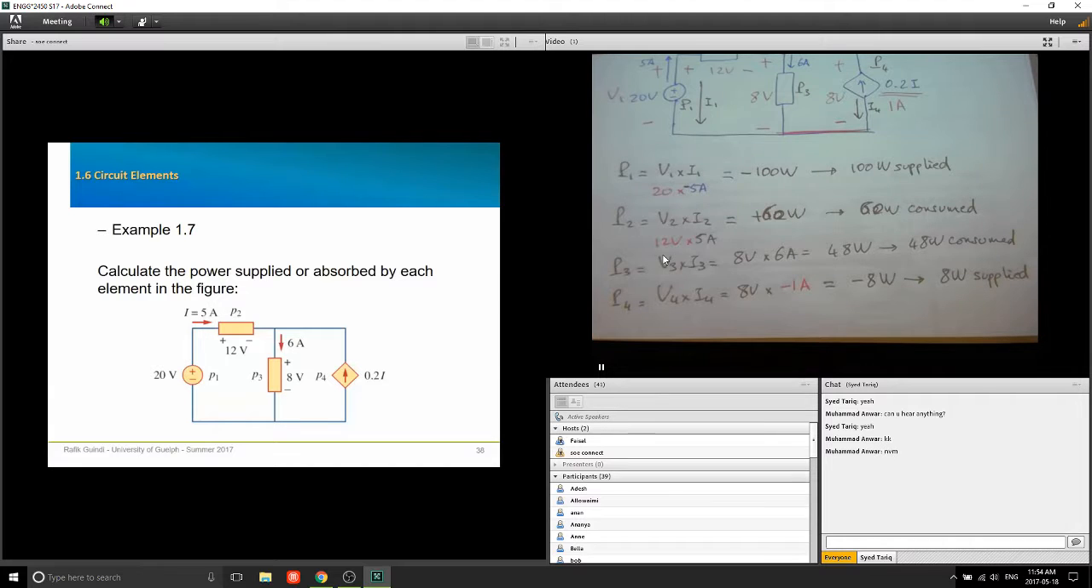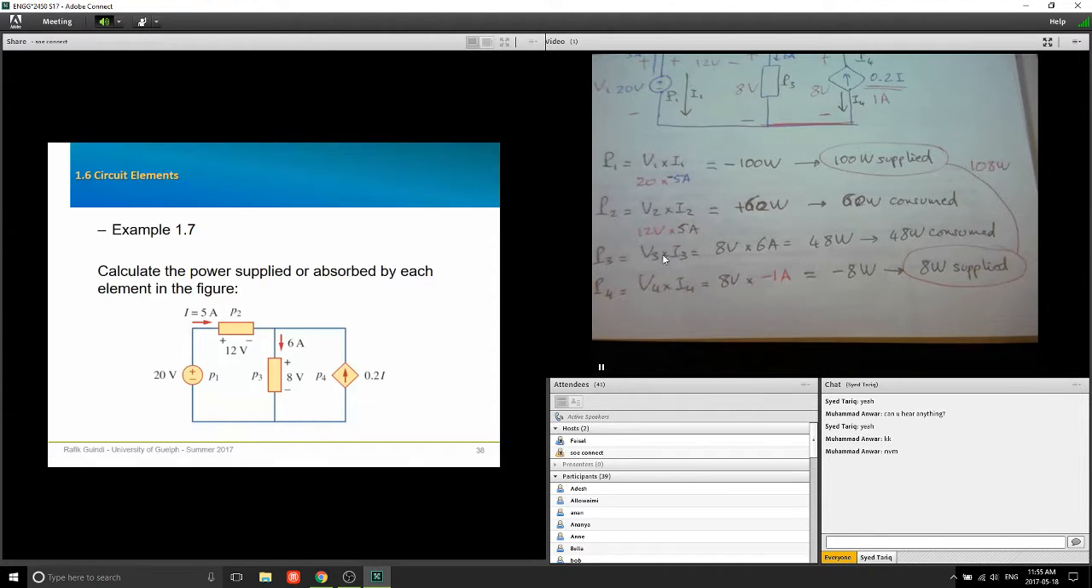Okay. Now look at these numbers. Yes. Why do you say that? Because it all sums up to 0. Absolutely. Okay. Let's look at the amount of power supplied. This one and this one add up to 108 watts, right? And look at how much power consumed you have. This one and this one also sum up to 108 watts. Okay? And that's the balance of power that we discussed last time. So far?